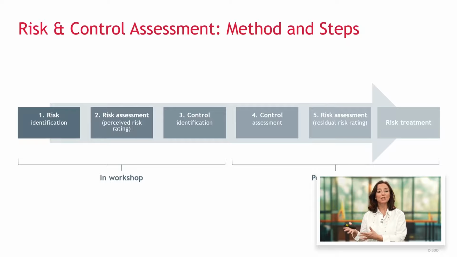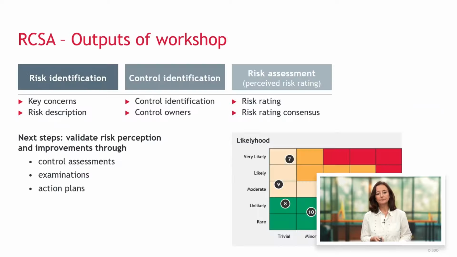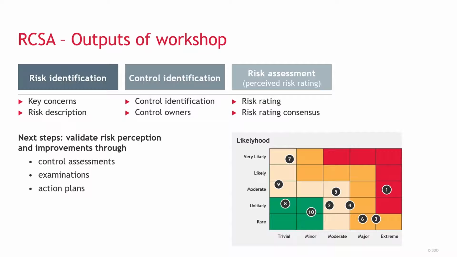a potential additional risk treatment, i.e. an additional action plan if the residual risk evaluations are above risk appetite. And so visually, what do you expect at the end of a workshop? So we're in the self-assessment phase before you do this examination exercise. Well, you want to come out of an RCSA workshop with a list of the key concerns, so what are the key risks to this segment, this department of the organization.